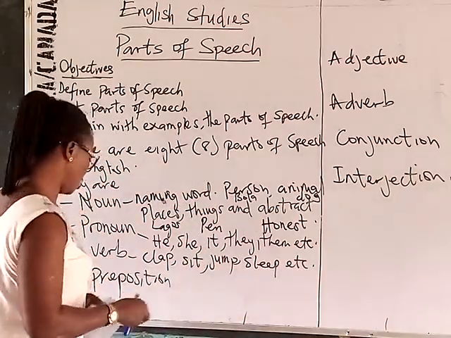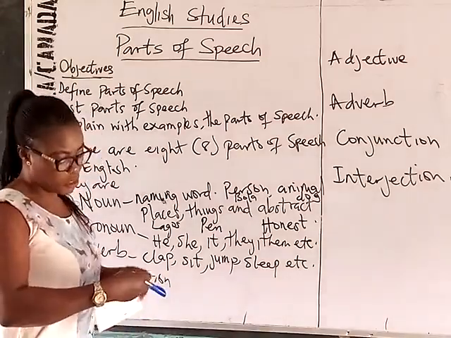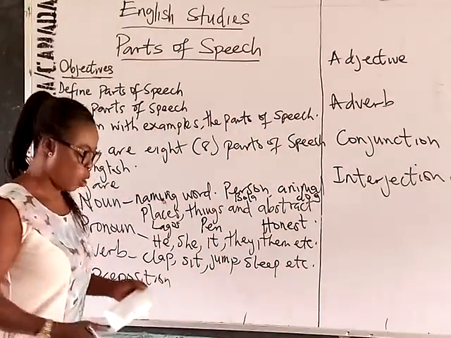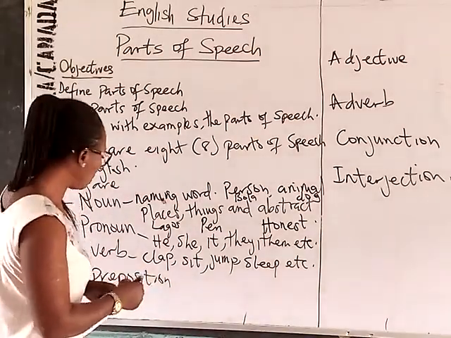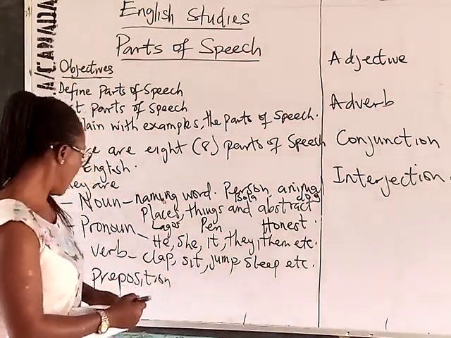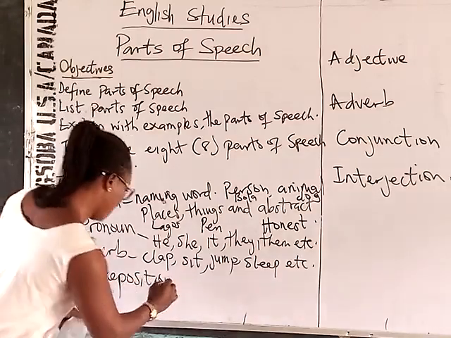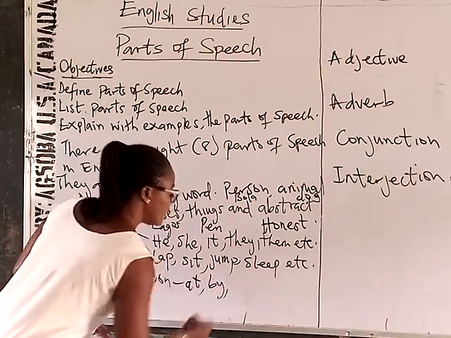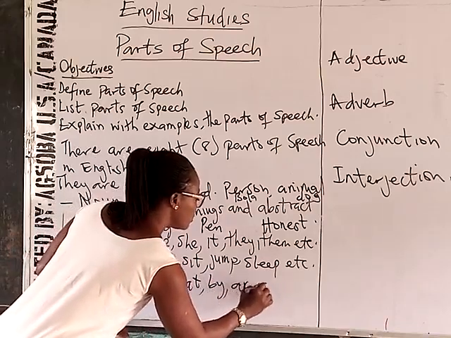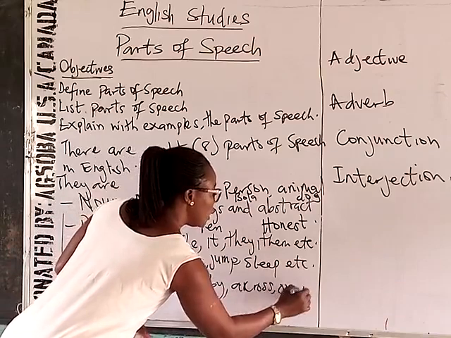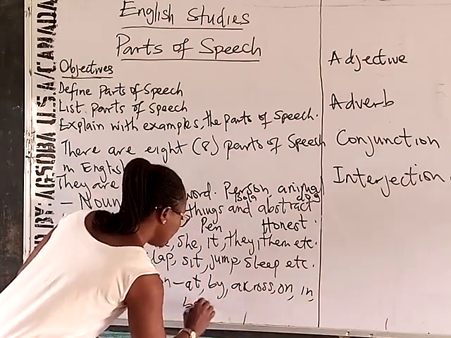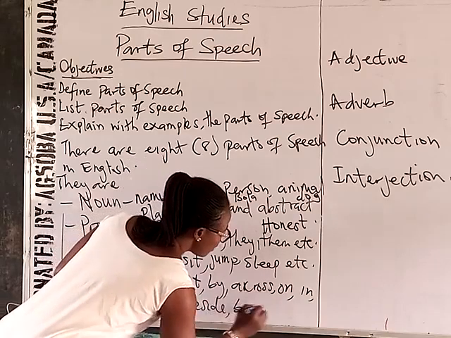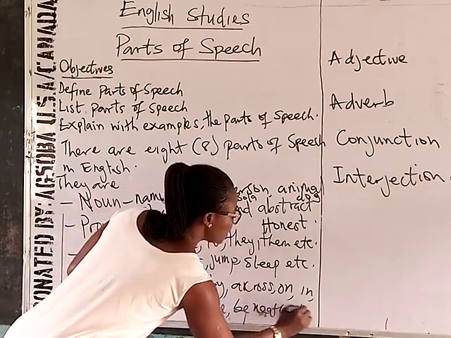For preposition. What is a preposition in the English language? A preposition is a word that is placed before a noun or a pronoun to show the relationship between the noun and the pronoun. Examples of preposition are at, by, across, on, in, beside, beneath, etc.